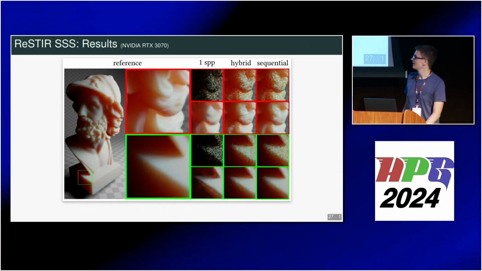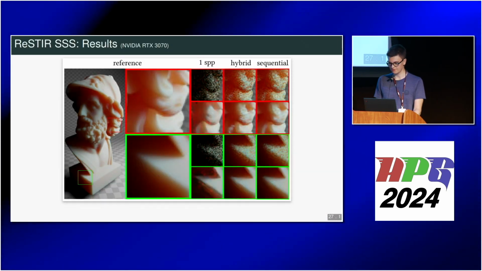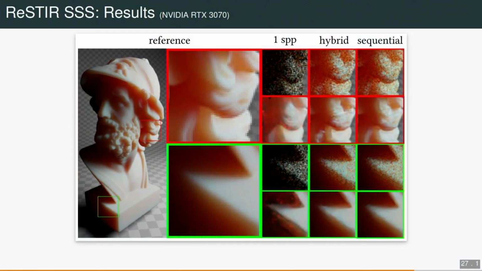Here is now a comparison between the standard path trace and our technique with the 2 shifting strategies and the denoised version of the images. So when you take a look, for example, in the bottom row, you can see that our technique pretty much matches the reference images.